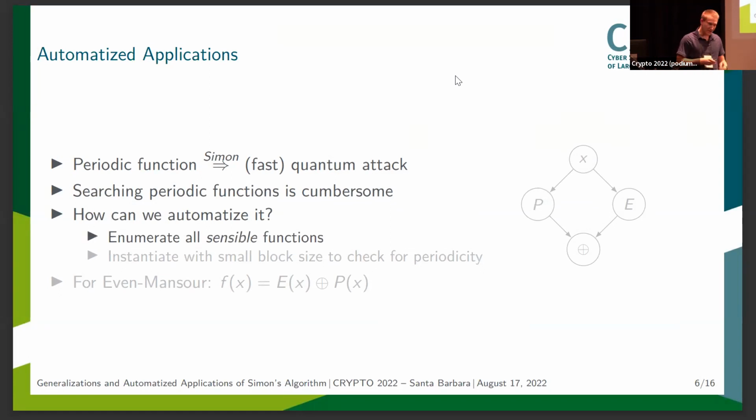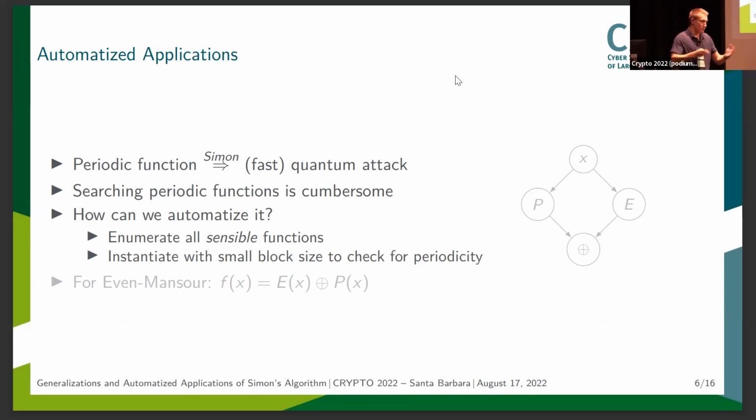And our approach is quite simple, actually. We will just enumerate all sensible functions. And of course, the devil is in the detail. What does sensible mean? For us, sensible means that the periodic function somewhat depends on the construction. For example, for the Even-Mansour construction, we use this internal permutation P and maybe the encryption itself, and then XOR, that's it.